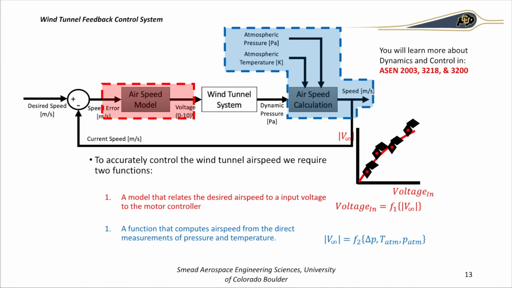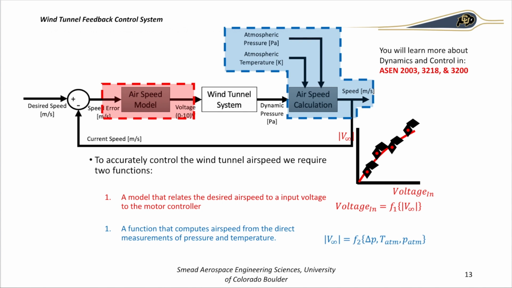Now, in order for the computer to know how to change the fan voltage based on the test section airspeed, there must be a model to convert fan voltage to airspeed, indicated here with the red block, as well as a calculation to determine an estimate of the airspeed using measurements of the airflow in the test section, indicated here as a blue block. Behind the scenes, a feedback controller uses both of these blocks to constantly adjust the voltage to the fan motor and thus the airspeed in the test section.